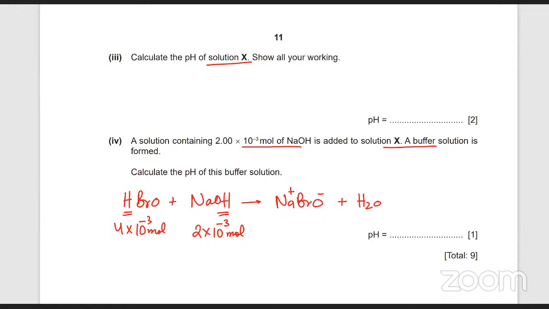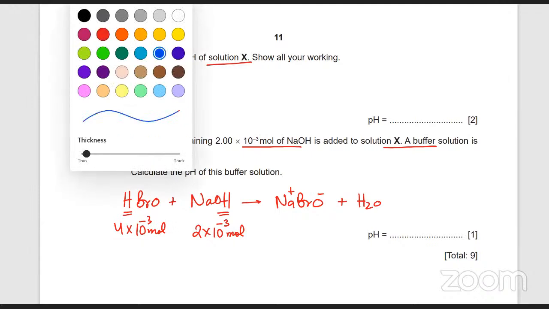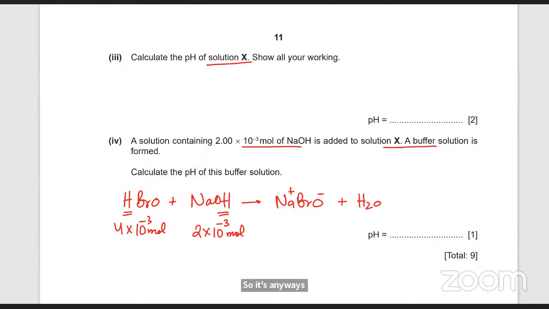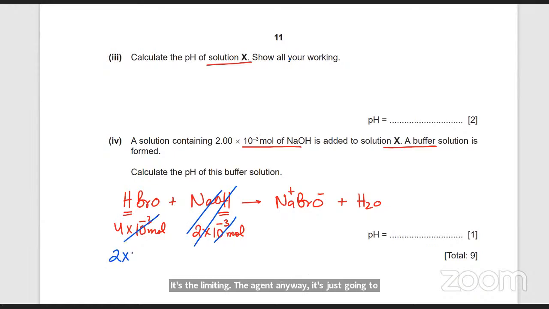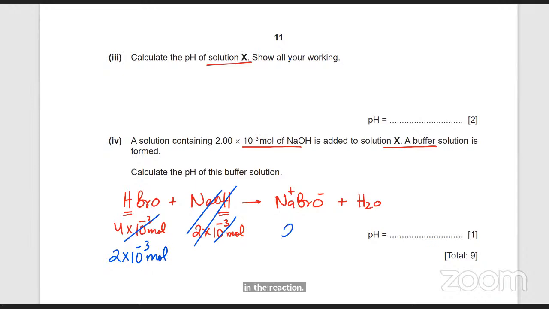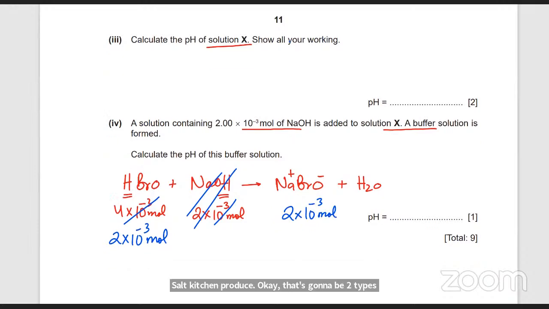So, which one is in excess? It's NaOH, the limiting reagent. NaOH is going to completely react. 2 times 10 to the power minus 3 moles of HBrO would still be left in the reaction. Right? Is that clear? And further, how much salt will be produced? That's going to be 2 times 10 to the power minus 3 moles. Okay, clear?